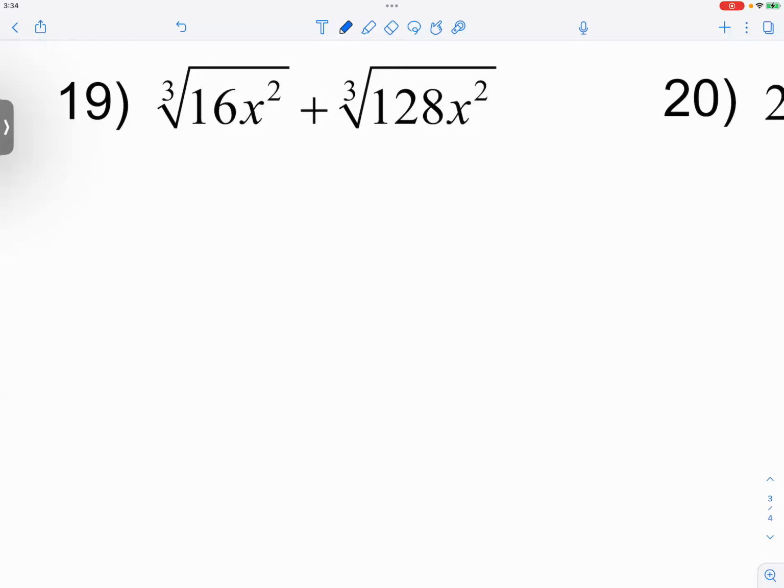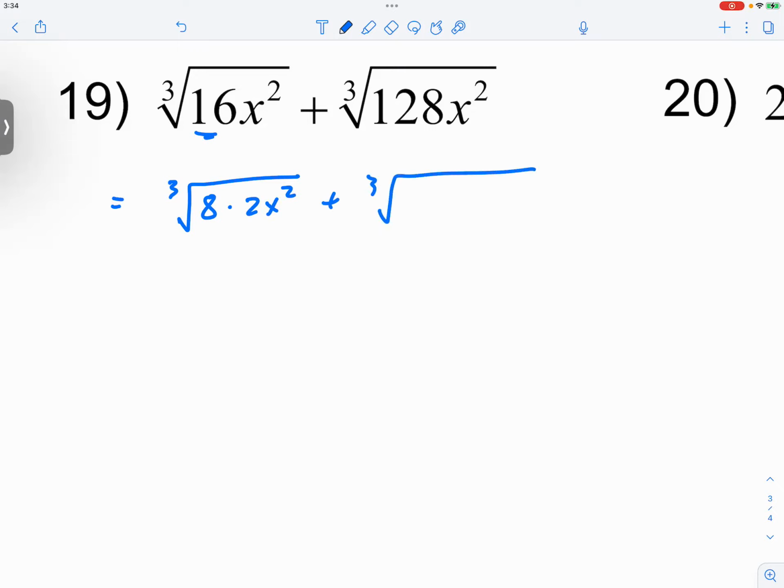Okay, for number 19, it's also very important because it was one of the bonus questions, but it will be an actual question on the test. Right now, again, it's all about breaking down numbers first. We want to break down with the perfect cubed numbers. And so I got 8.